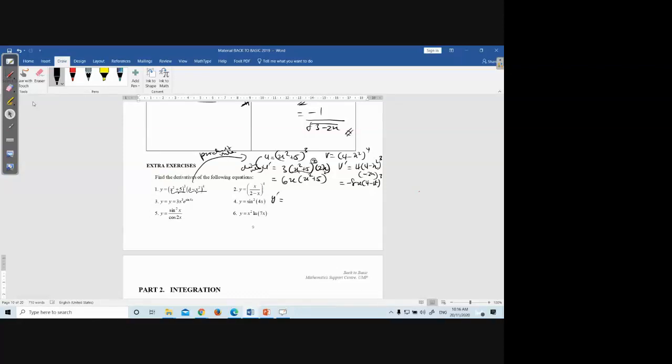So y prime is u prime v plus v prime u. So 6x, this is u prime. So what is v? v is (4 minus x squared) power 4, plus v prime is negative 8x, and u is (x squared plus 5) cubed. Okay? Can you please try question 3?